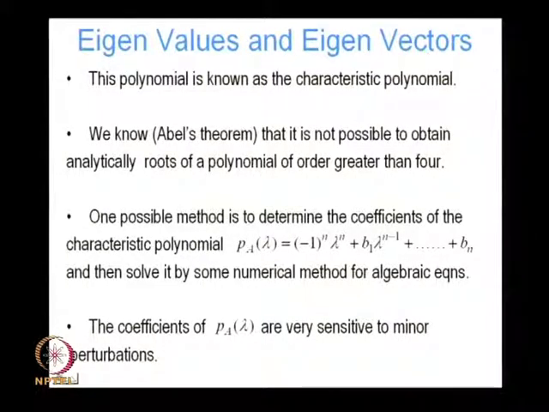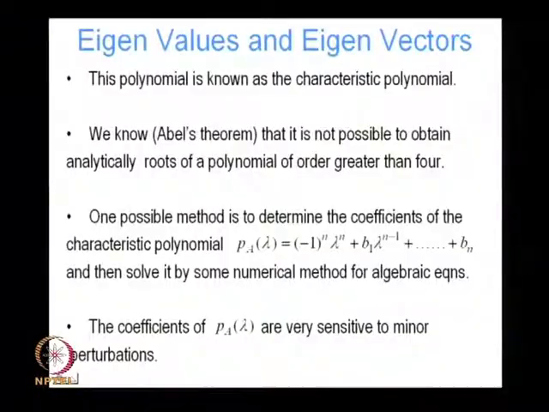The coefficients of P_A are very sensitive to minor perturbations. So, if you have your original matrix A and I give minor perturbations to the elements of A, so we add to the A matrix epsilon times B, where epsilon is a very small number. You expect the eigenvalues of A to change by epsilon, right, because I have changed the components of A by epsilon. So, I would expect that the eigenvalues would also change slightly by epsilon, but it does not happen like that. Why is that?